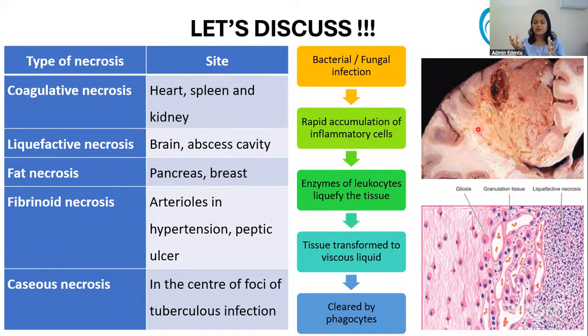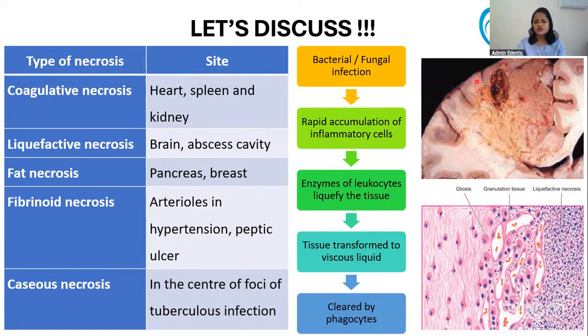So this is the main pathogenesis happening behind liquefactive necrosis. In case of infection, there are lots of inflammatory cells. You can see the microscopic picture here and the gross picture here. Lots of inflammatory cells surround that area to kill those microorganisms, and these microorganisms also release lots of enzymes. These enzymes convert the brain tissue into something like a viscous liquid, and finally it gets cleared off by phagocytes.